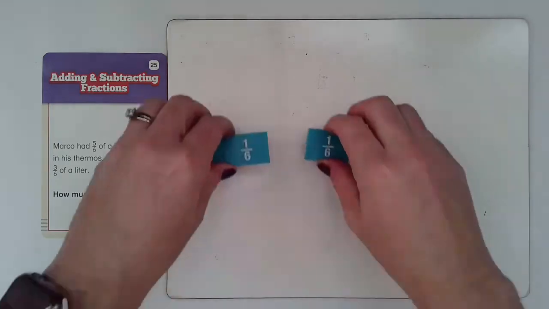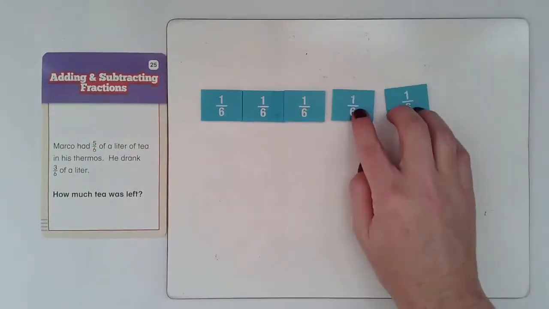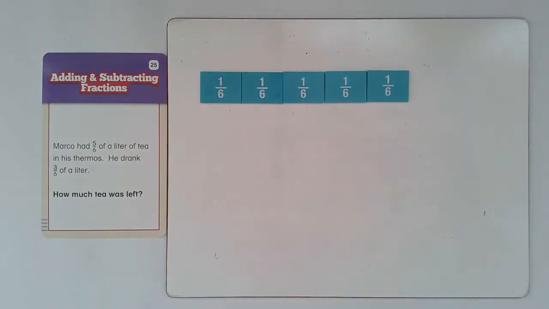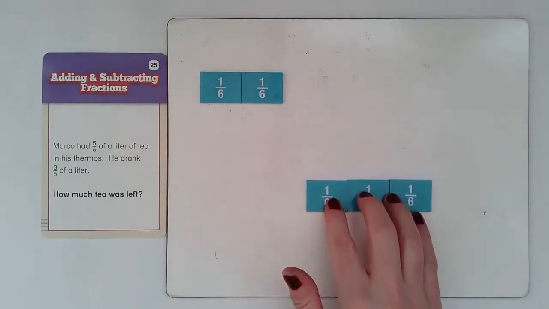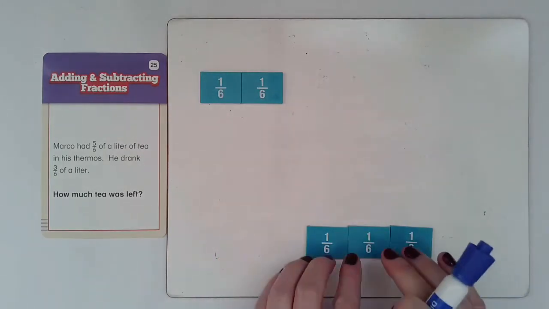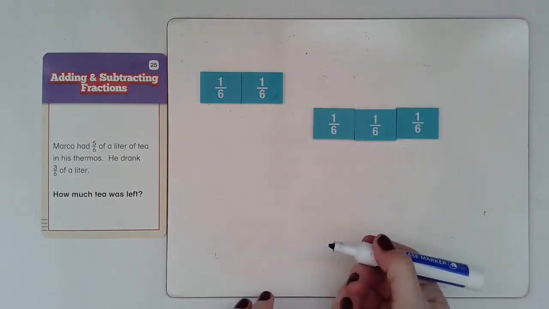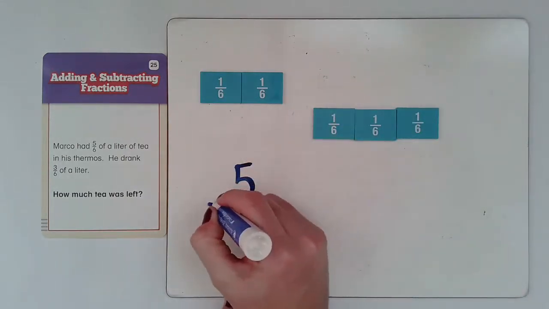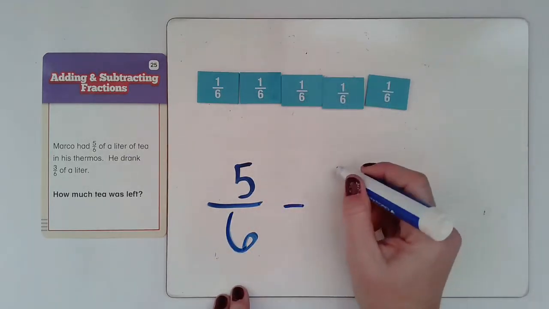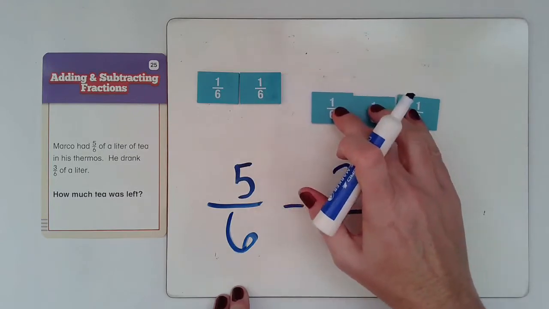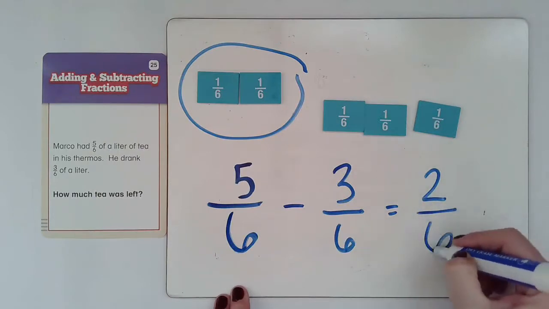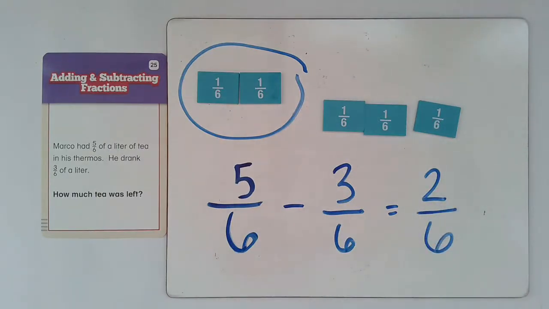We're going to have a model here showing 5/6. Okay, 1, 2, 3, 4, 5. So 5/6. And so if he drank 3 of that 6, I know he's going to have 2/6 left over. And I can show that in an equation as well. So I'm going to start off with 5/6, which I did, and I'm going to take away 3/6, which I did, leaving me with 2/6, okay, as the amount left of tea, okay?